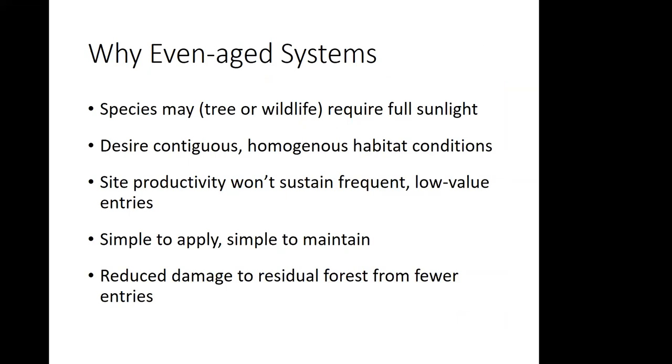So you want to use even age systems when you have tree species or wildlife species that require full sunlight, when you want a contiguous, homogeneous habitat. Some people like that, some people don't. It may be that you have a low site quality and that the productivity of that site can't support frequent repeated entries. It's simpler to use. And then because you go in and you do your initial harvesting and then you don't re-enter for another 50 or 60 years, you can better regulate residual damage.